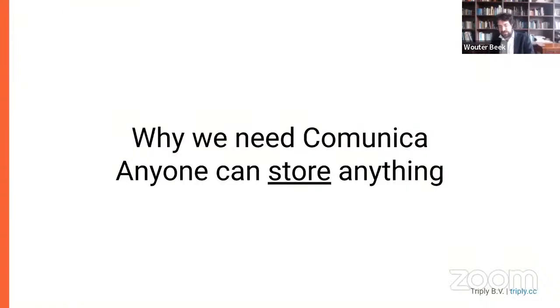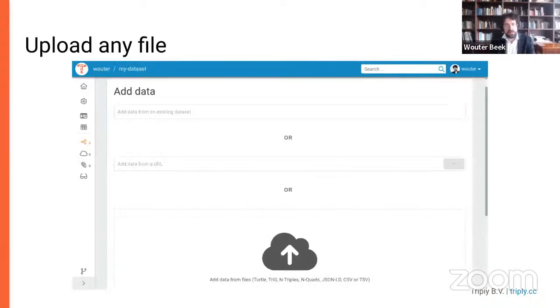Okay, I think this introduction is going to be very important because I think that we need Comunica in order to achieve these goals. The we here is very broad, so of course we as Triply need Comunica, but I think also more broadly the linked data community needs Comunica. We'll start out with this first goal: anyone can store anything. If you really want to make that very concrete, then you have something like this in TriplyDB.